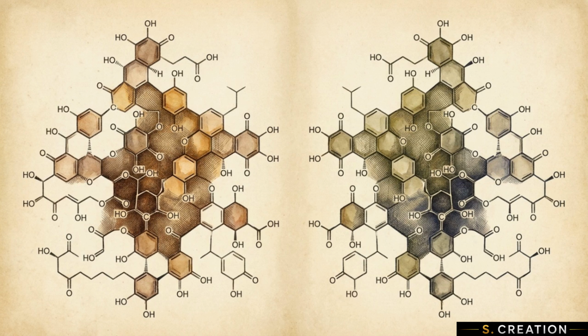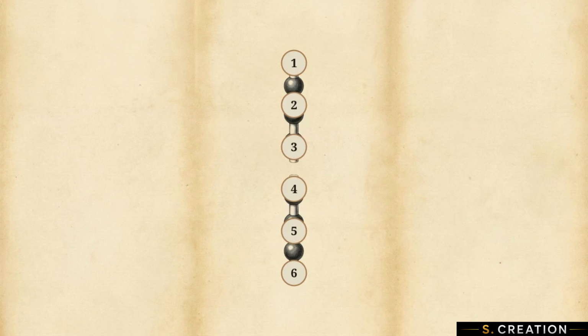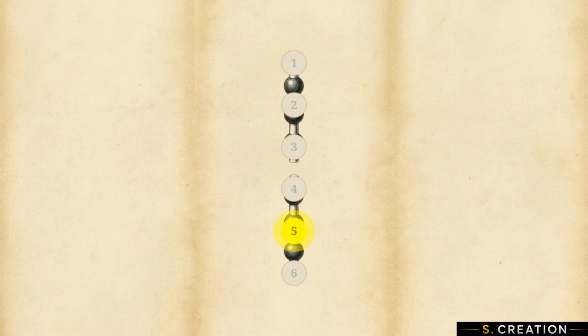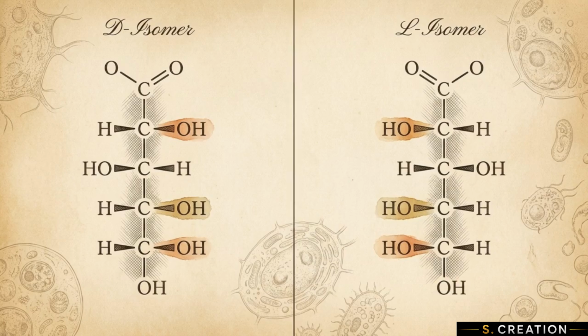Beyond the functional group, we determine absolute configuration using D and L isomerism, which is based on the orientation of the penultimate carbon. The penultimate carbon is adjacent to the bottom primary alcohol carbon. In a hexose, this is the 5th carbon. Notice its hydroxyl group. If it sits on the right, it is a D isomer. If on the left, an L isomer. While the functional group sets the chemical class, a single hydroxyl group's spatial orientation determines the specific molecular isomer and its interaction with biological systems.